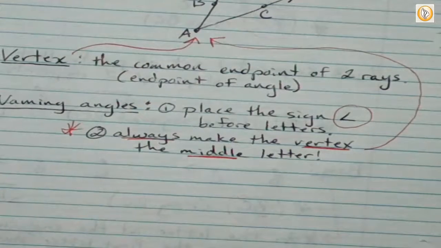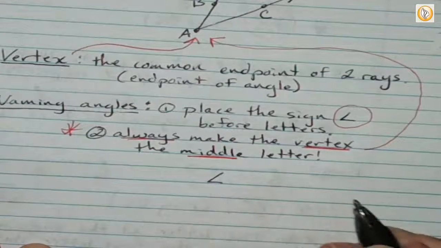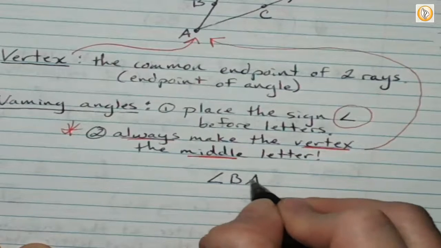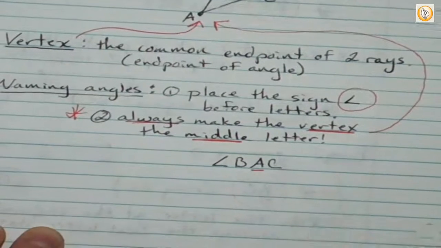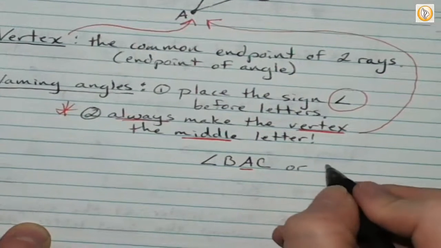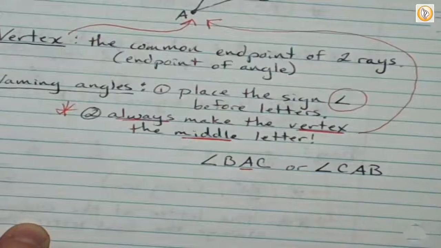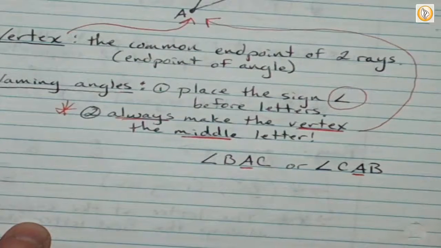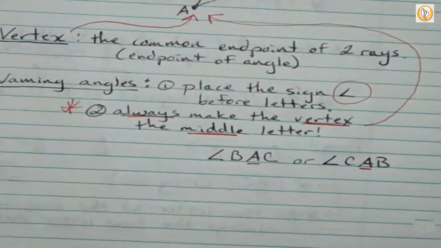Vertex is always the middle letter. For example, it could be angle BAC or CAB, as long as the vertex is in the middle.